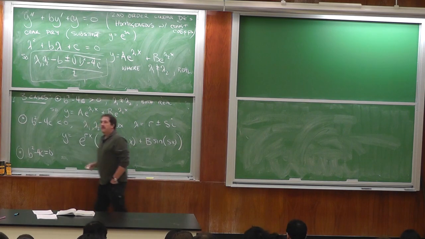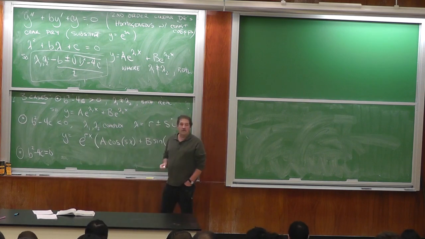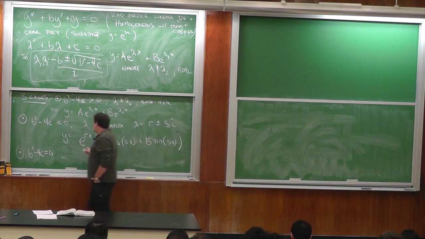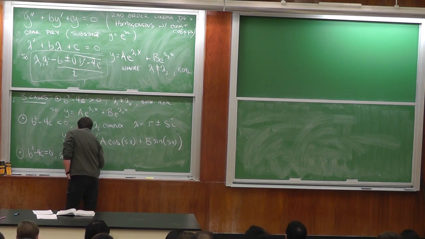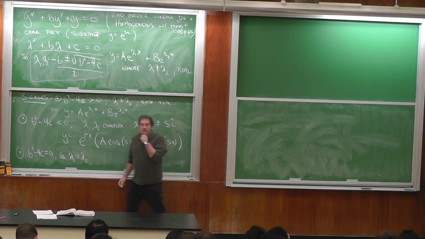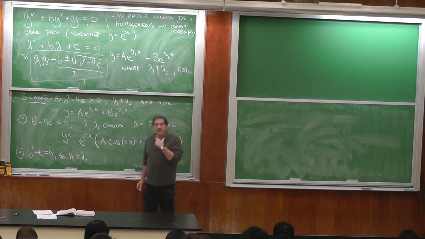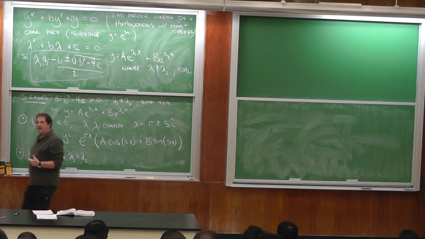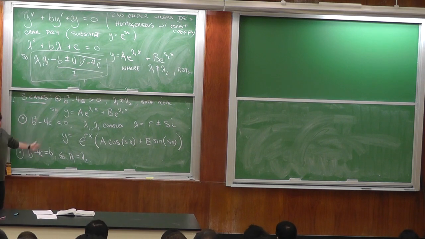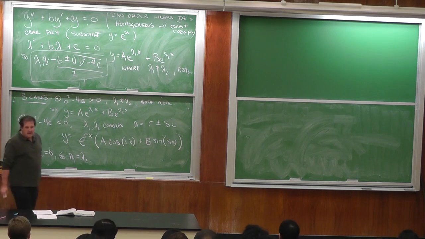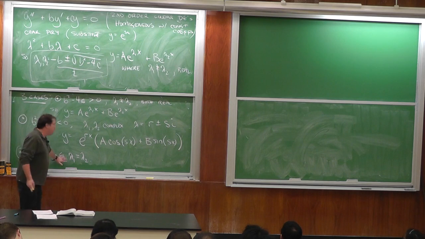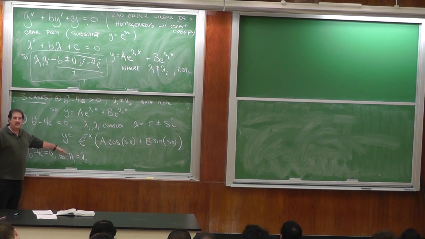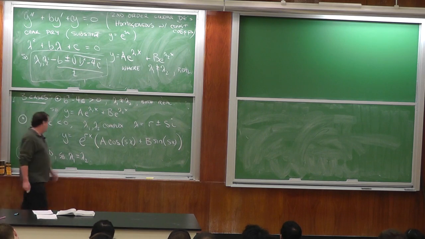And then there's the third case that I didn't do yet, where the discriminant is zero, and that means I have a double root. So let me do that case. Should I go through one of each of these cases? Okay. Let me just tell you the answer here, so then I just have it in one place, and then I will go through it.